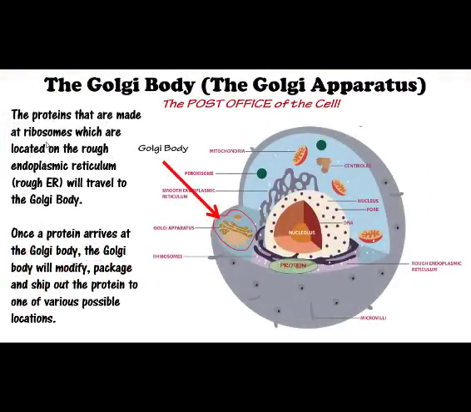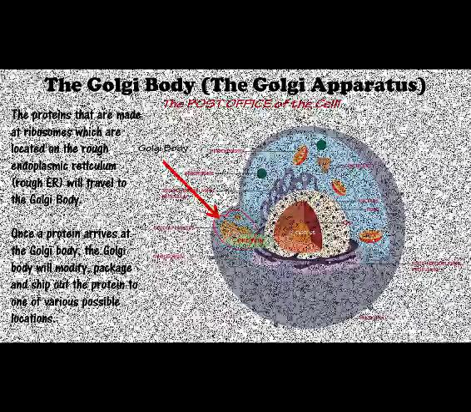The Golgi body, or Golgi apparatus, can be thought of as the post office of the cell. The proteins that are made at ribosomes, which are located at the rough endoplasmic reticulum, will travel to the Golgi body. Once a protein arrives at the Golgi body, it will modify, package, and ship out the protein to one of various possible locations.